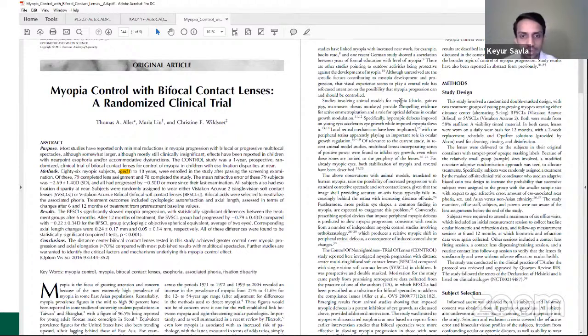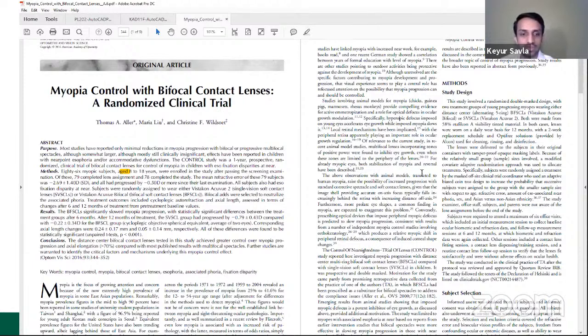Studies involving animal models for myopia, etc. Compelling evidence for active emmetropization and the role of optical defocus in ocular growth modulation. So now we know that it can be controlled from this paragraph, and we know they're going to talk about optical defocus. Last line, for and using animals primarily, for already myopic eyes, both stabilization of myopia and reversal has been described. So they show that in animals, with eyes that are myopic, you can stop the myopia or stabilize it and reverse it also.